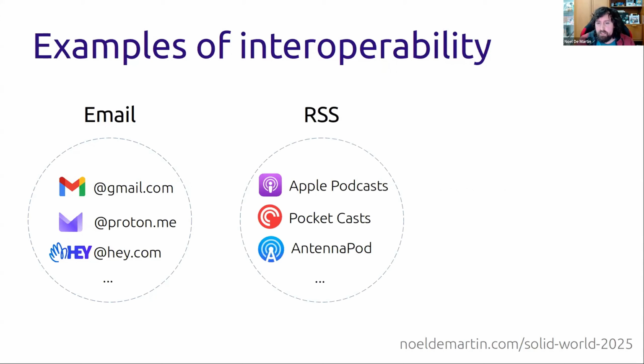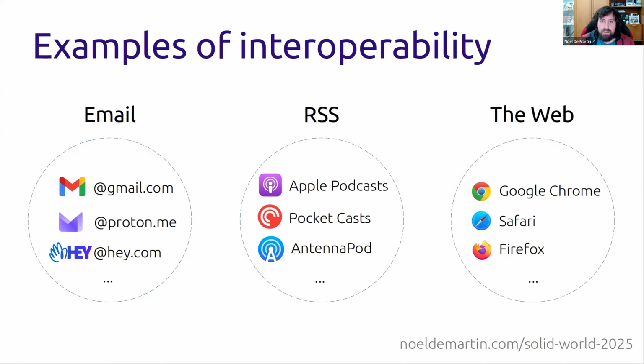We also have RSS. For example, if you want to subscribe to a podcast, you can use many applications or you can even code your own. And it's an ecosystem where different applications work together and work properly. And maybe the best example of interoperability that we have is the web itself. Users expect that if they visit a website, it should work with any browser. And that's actually something important.